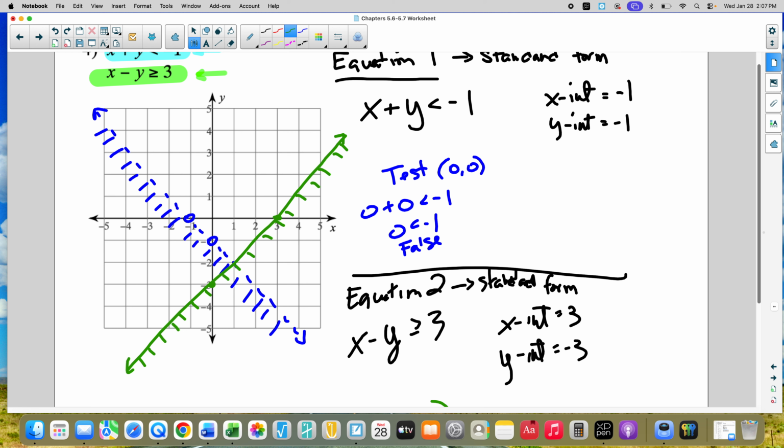Now what I'm looking for is where my trues overlap, where the shading overlaps. It overlaps in this area. These are the solutions because it's true for green and it's true for blue. So that's how you would graph this system of inequalities.